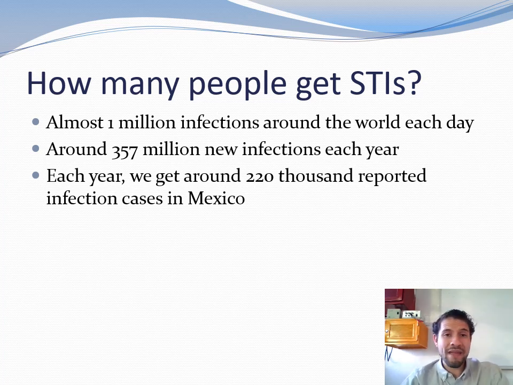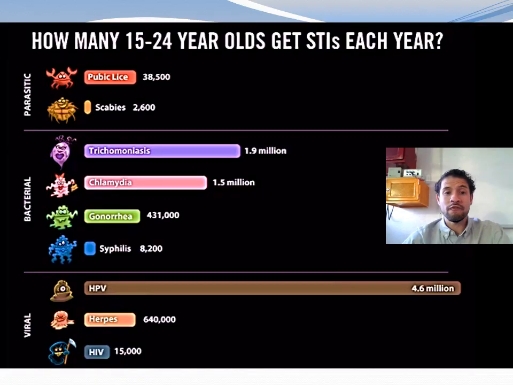But speaking about Mexico, each year we get around 220,000 reported infection cases. Now the important thing here is that we're talking about reported cases. That means that there could be even more cases that are not being reported, more cases of people not knowing they're infected, people not going to the doctor because of the infection. So we don't have the real numbers. But if you ask me, 220,000 people every year sounds like a lot. So we've got to be careful.